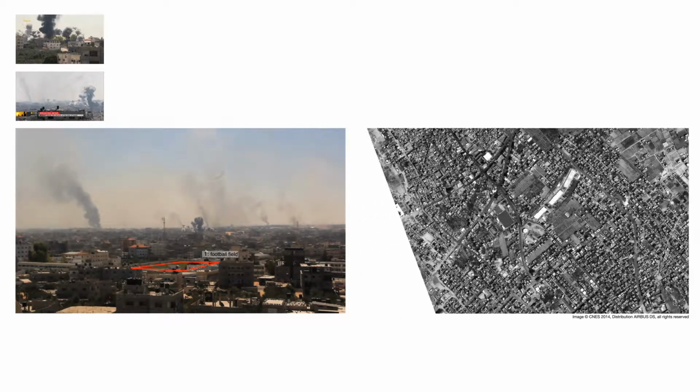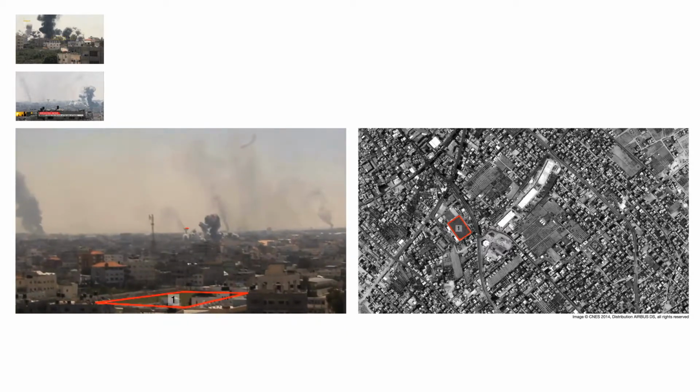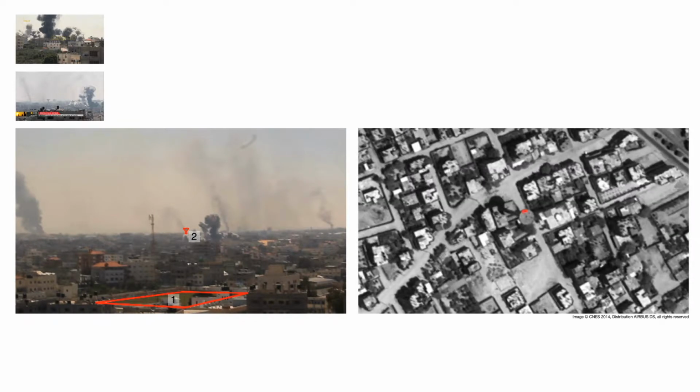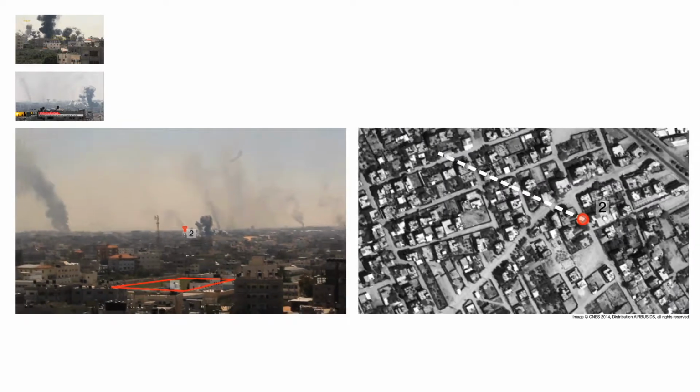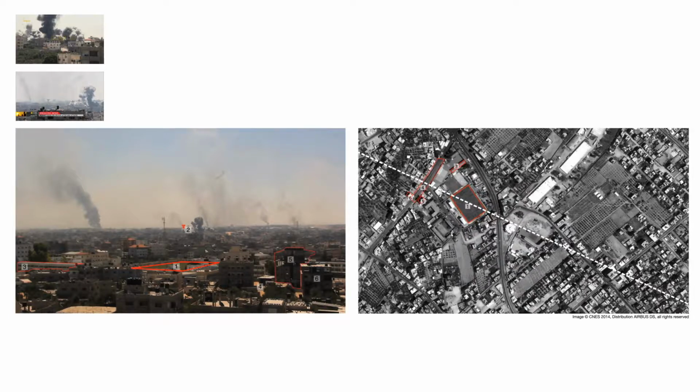We locate the cameras on the satellite photograph. We determine the line along which the camera is located by connecting identifiable structures in the image, a water tower and a football stadium. The camera is somewhere along this line. We locate and measure other structures within the image to determine the camera's perspective and the edges of the photograph's frame.